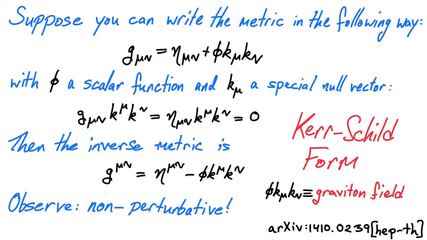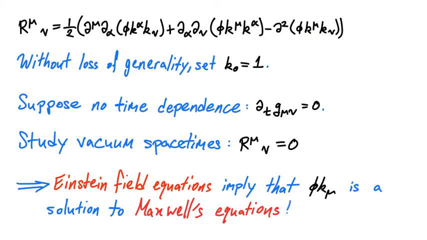Notice that this is a non-perturbative metric. It may look perturbative since it is written as the Minkowski metric plus another field, but this is an exact solution. Metrics written in this form are said to be in Kerr-Schild form. Given this metric, one can write the Ricci tensor as the form on screen. An interesting note is that it's linear in the graviton field.